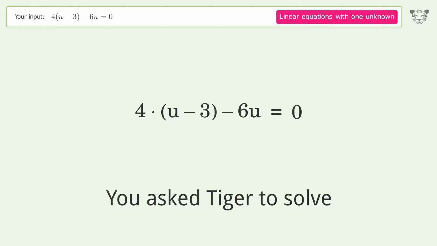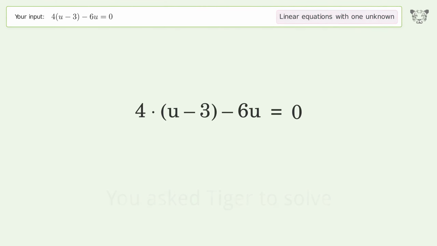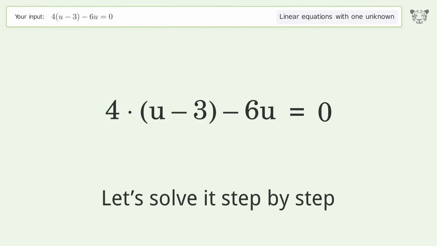You ask Tiger to solve. This deals with linear equations with one unknown. The final result is u equals -6. Let's solve it step by step.